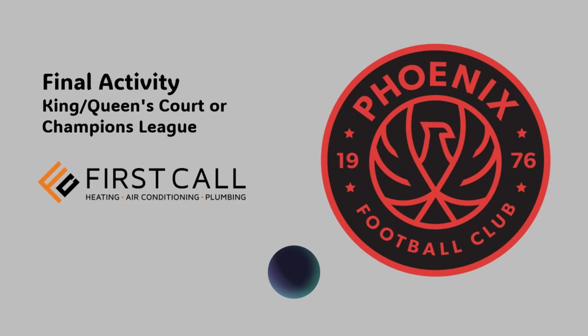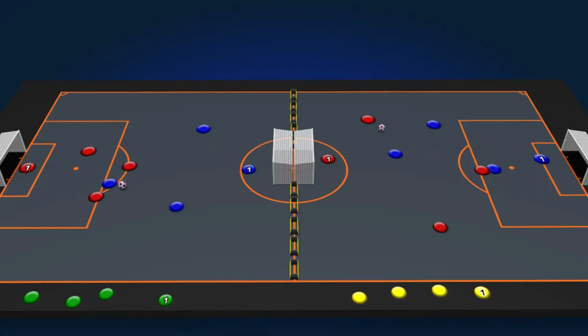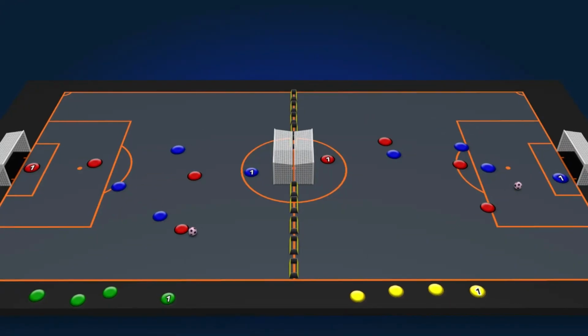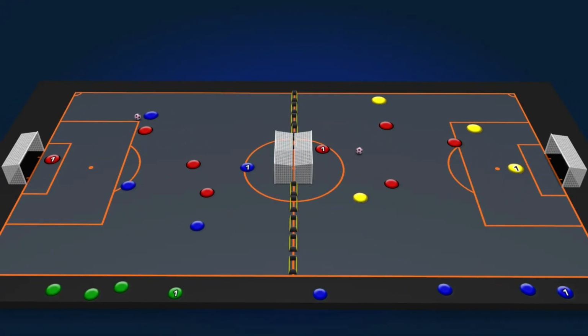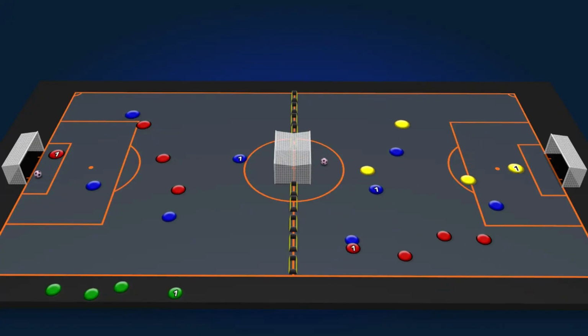Lastly, we have our King or Queen's Court tournament. Winning team stays on the court, losing team rotates out. Games last a maximum of 3 to 4 minutes. In terms of rules, the new team should always start with the ball, and ties are settled by rock, paper, scissors, or the previous winner staying on the field.